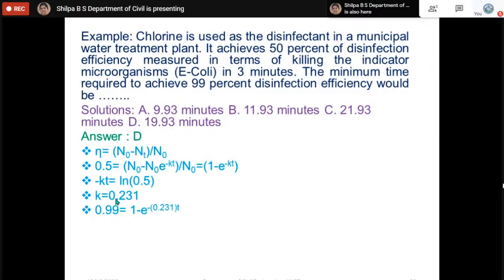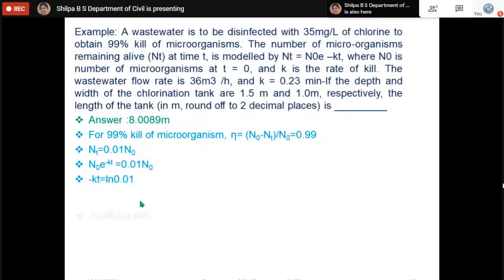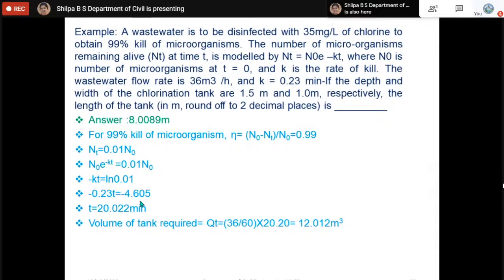So, similarly, one more example. In this, 99% kill of the microorganism has been achieved. So at what time, they have asked directly. In the previous one, first you need to calculate the K value and then you need to calculate the time of exposure. Here they have directly given it, so you just need to substitute those values and calculate the time of exposure. It is 20.022 minutes. And they have also asked here for the volume and length of the tank.